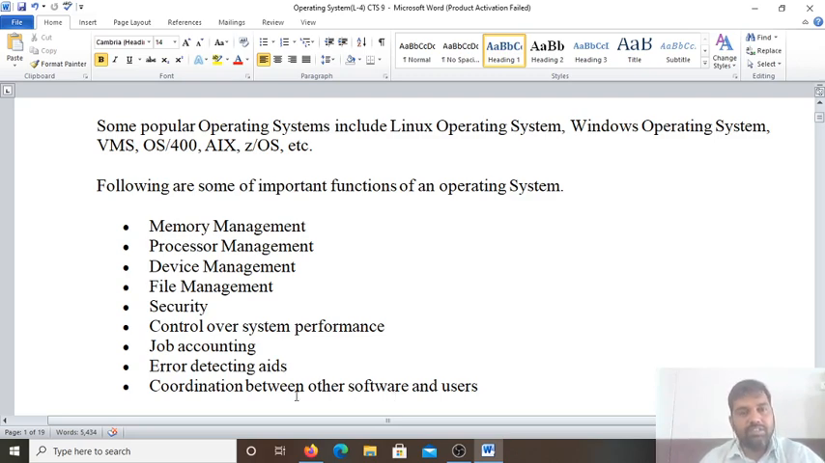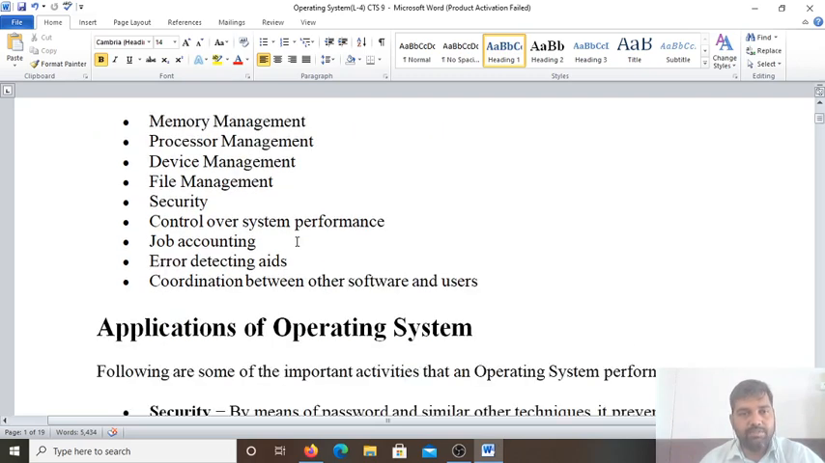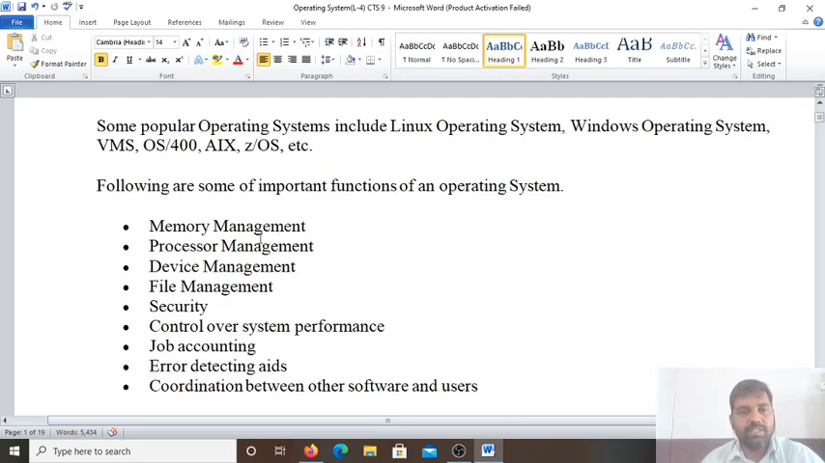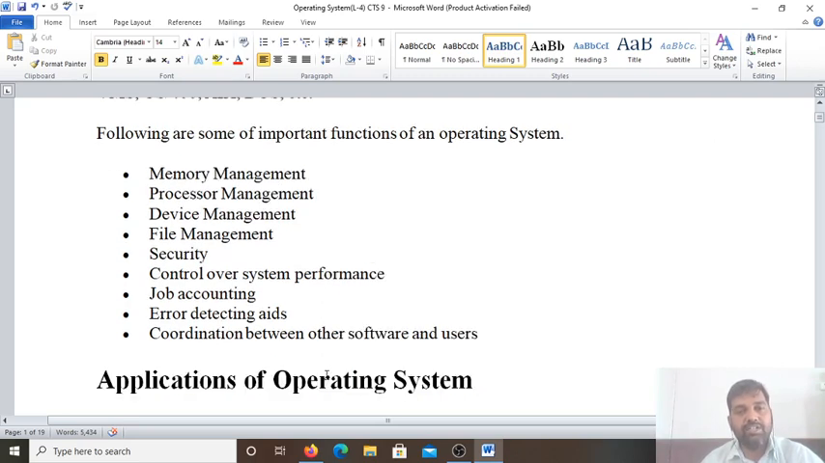Now, what are the functions of the operating system? These functions are management of the memory, processor management, device management, file management, security, control over system performance, job accounting, error detecting aids, and coordination between the other software and users. So we will discuss each part in detail.